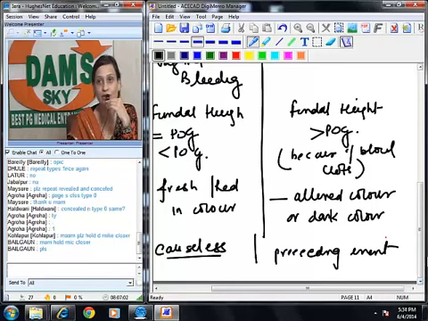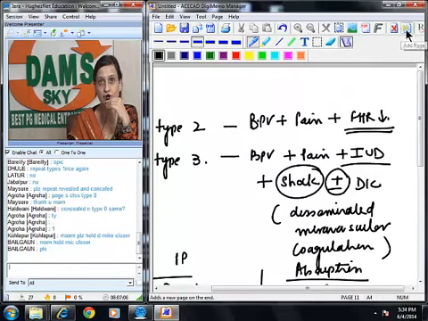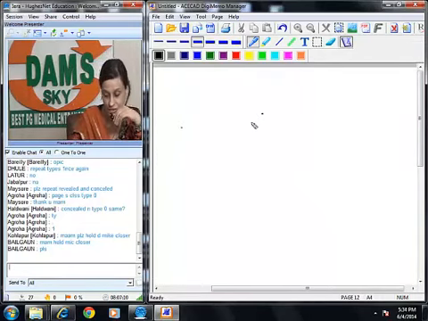Now, further, what are the differences in the two?